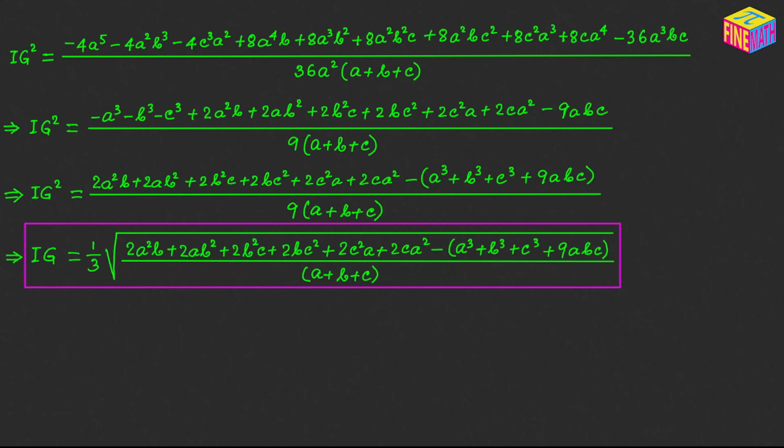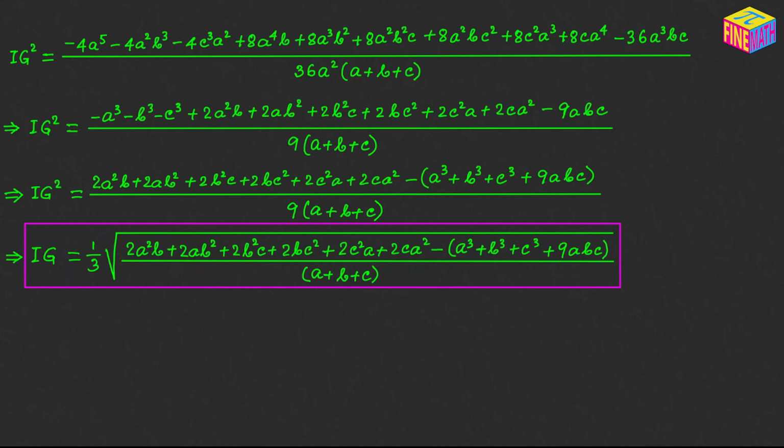So this is one formula for the distance between the incenter and the centroid when we have been provided with the side lengths of a triangle. It's pretty easy to remember, and also there is a smaller version of this formula and we are going to derive that as well. So let's look at the derivation for the second formula.